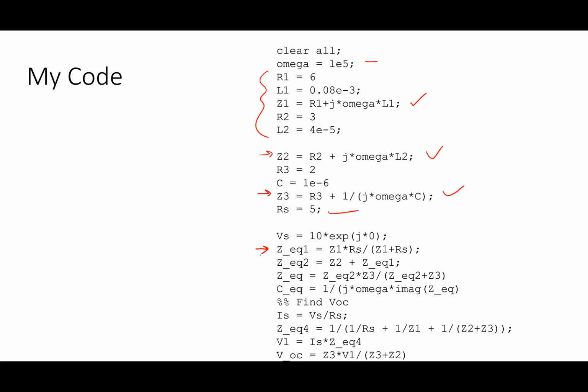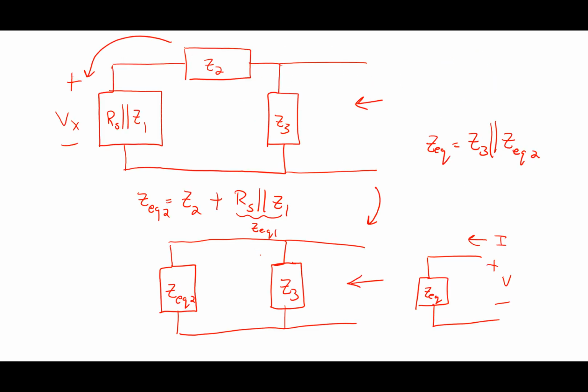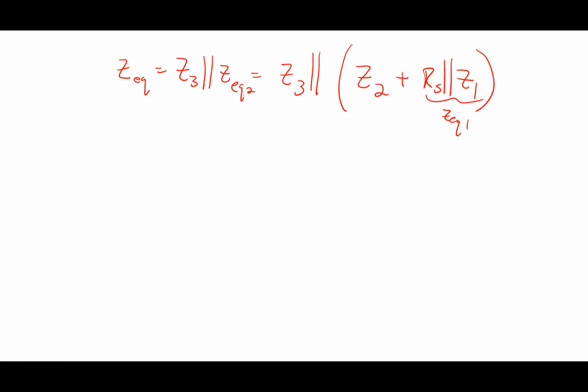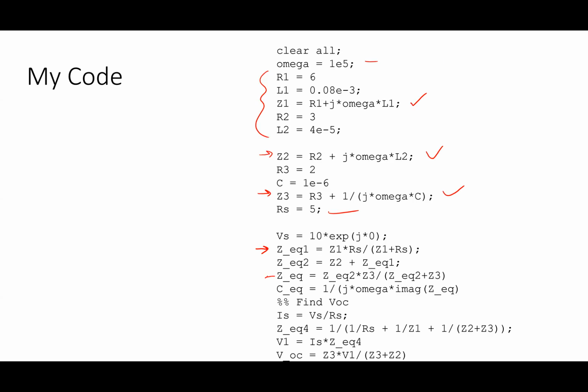ZEQ2 was, we defined it here, Z2 plus ZEQ1. And that is what my code has. All right. ZEQ was ZEQ2 in parallel with Z3. That's what I did here for ZEQ, right? So that allows me to keep track of things pretty nicely. And I ended up with some number for ZEQ, and I don't know what that is, but I get one. Okay. All right. So you guys follow that process?